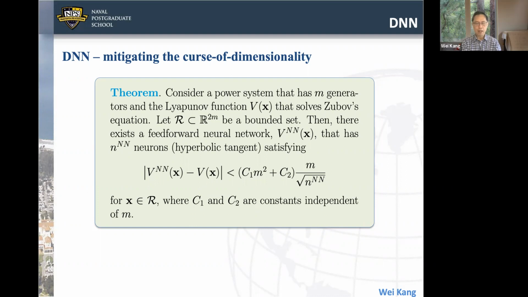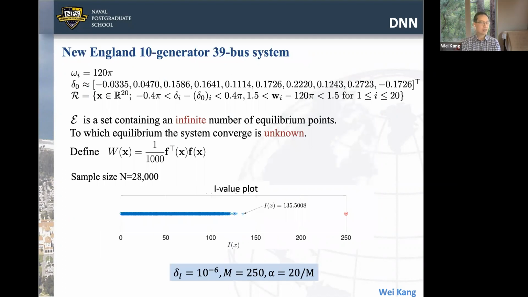So that's hopeful. The bad news is that I cannot tell. That's a typical mathematician's talk, right? I can show you the existence of a neural network, but I cannot tell you how to find it. But at least it's hopeful. It gave us a real hope that something exists here. It is a polynomial complexity. Anyway, so I start to generate data.